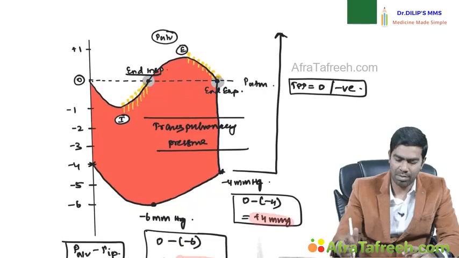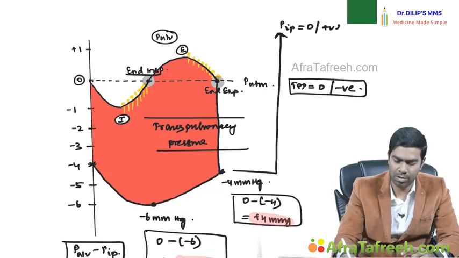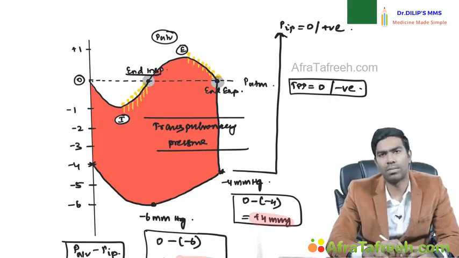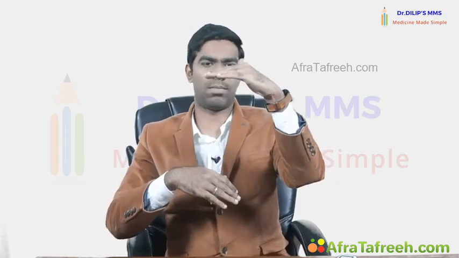Which means this can happen if your intrapleural pressure becomes 0 or positive. So if the intrapleural pressure becomes 0 or positive, the transpulmonary pressure will become 0 or negative. That is going to result in the collapse of the alveoli, which means there are two ways you can collapse. Normally the alveolar pressure is here, pleural pressure is here. If the pleural pressure reaches the alveolar pressure or goes above the alveolar pressure, you can result in collapse of the alveoli. Or if the alveolar pressure comes below the pleural pressure, then also you can collapse the alveoli.